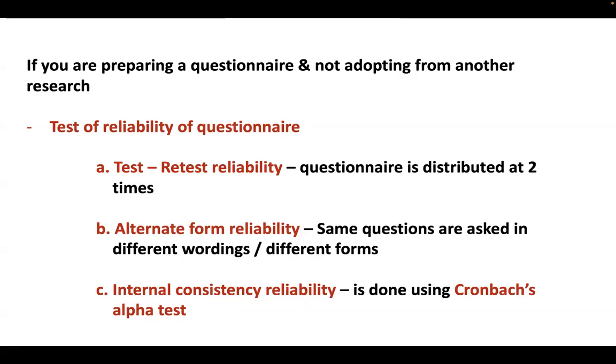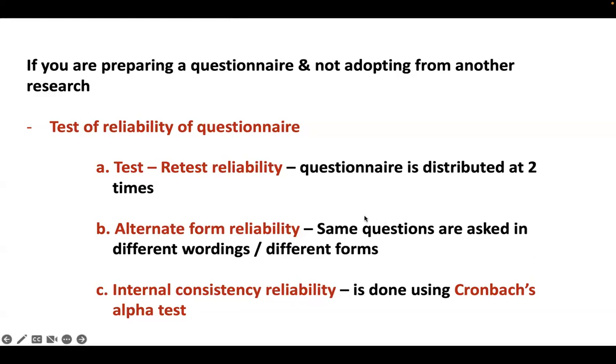How can we check that? It is by the Cronbach alpha test. Cronbach alpha is an internal consistency reliability measure that can be done using statistical software, SPSS or R. A Cronbach alpha value more than 0.7 means the questionnaire has internal consistency. If the Cronbach alpha value is less than 0.7, internal consistency is poor.